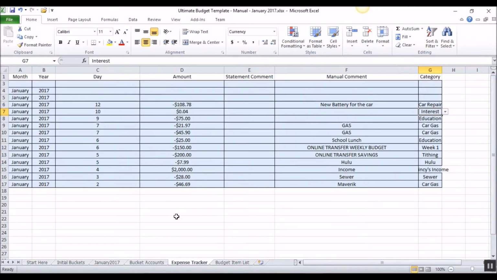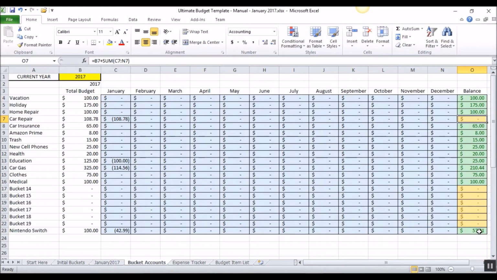I'm going to jump over to the expense tracker, and as of today, negative $42.99, Nintendo Switch. I'm going to put a lot of exclamation marks because I'm so excited. And it actually has its own category already. So I'm going to add that in, and you'll notice in my bucket account, it's just saving up here. And as long as that pre-order works with those Best Buy gift cards, that will be it for that, which is awesome, but we'll see.